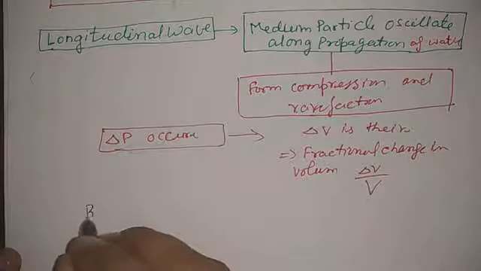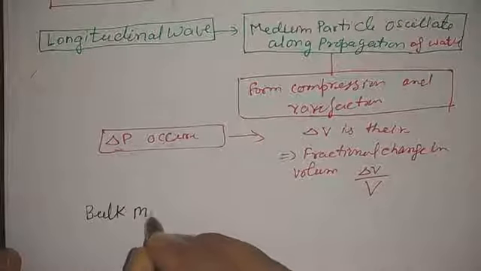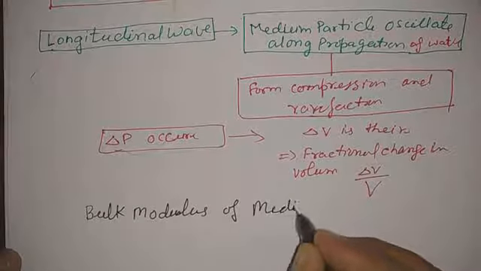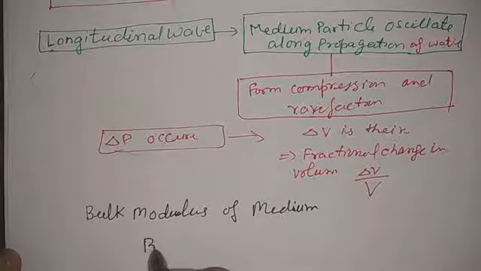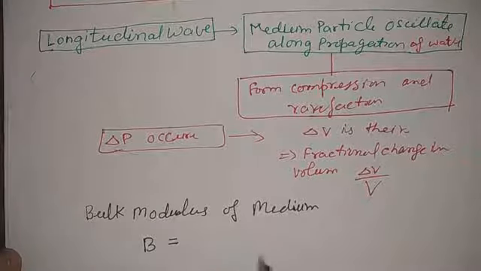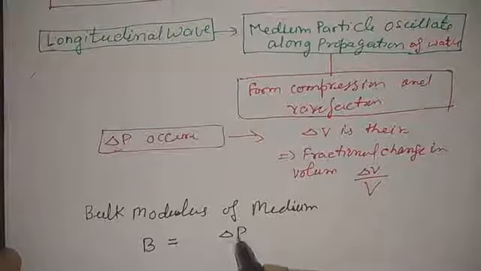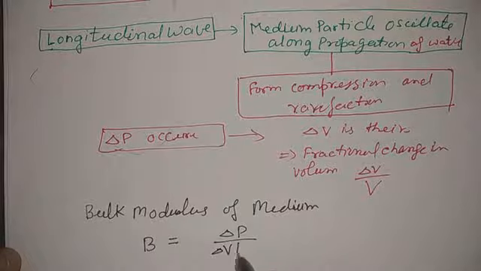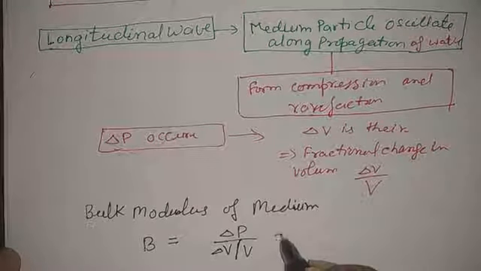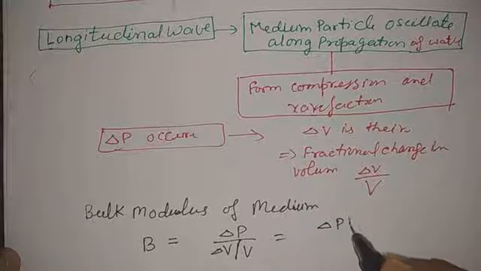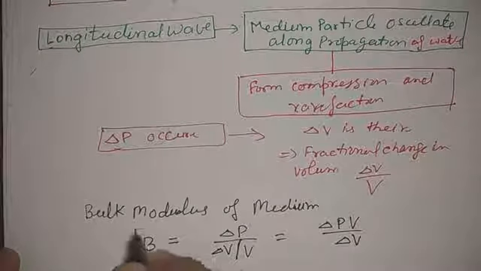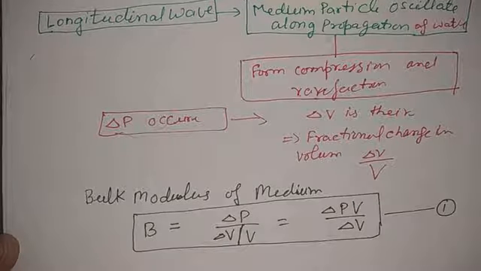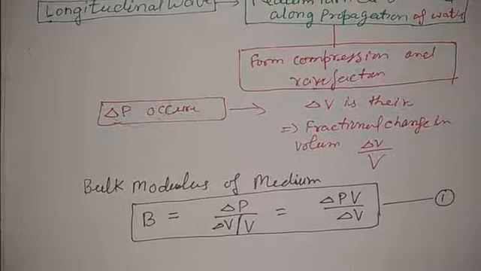Then the bulk modulus of the medium, B, is given by the relation: change in pressure divided by fractional change in volume. This implies B equals delta P times V upon delta V. Equation number 1.